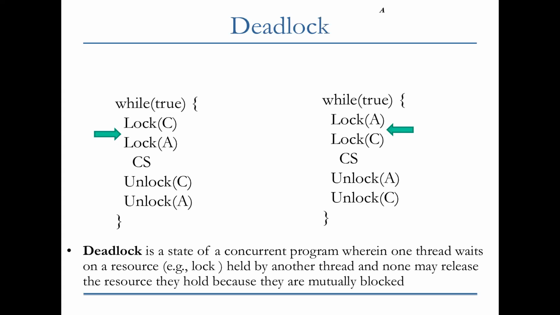We have one thread that's getting lock C and then lock A. That's thread 1, and thread 2 is getting lock A and lock C. So the order of unlocks doesn't matter in this case because unlock doesn't cause any blocking. But the order of locks matters because every lock can potentially be blocking.